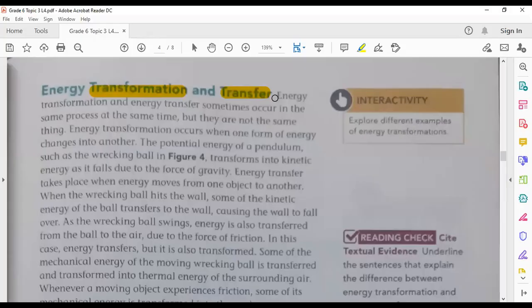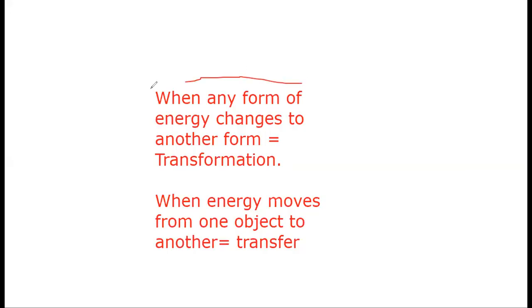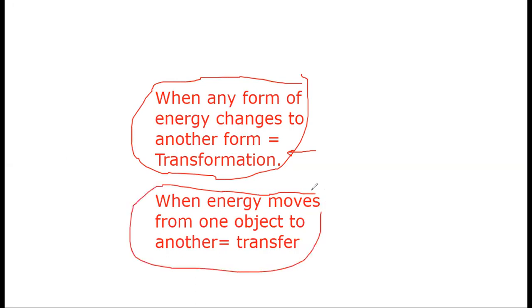By the way, this is the meaning of energy transformation. When any form of energy changes to another form, for example, when potential energy changes to kinetic, when chemical energy changes to kinetic energy, and so on. Any form of energy can change to another form. This is called transformation. By the way, energy transformation happens every time. Also, energy can sometimes move from one object to another. This is called energy transfer.